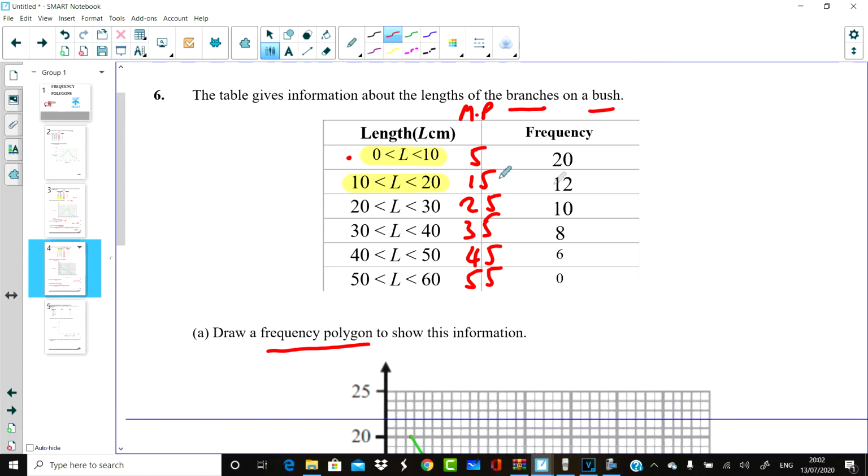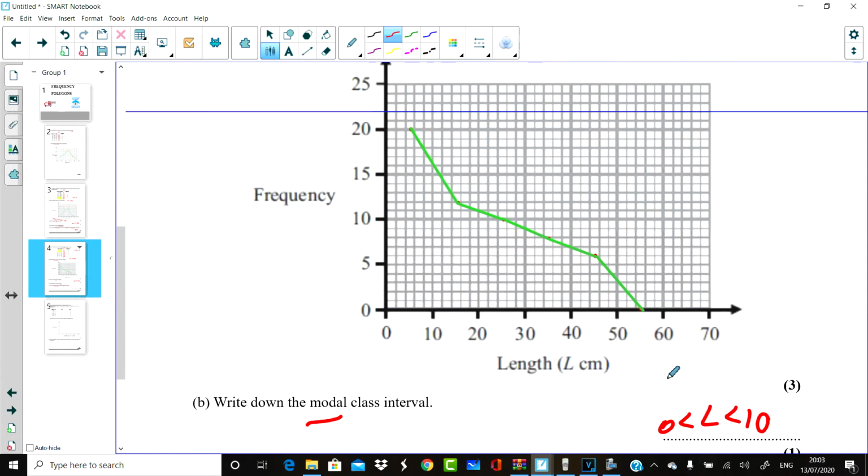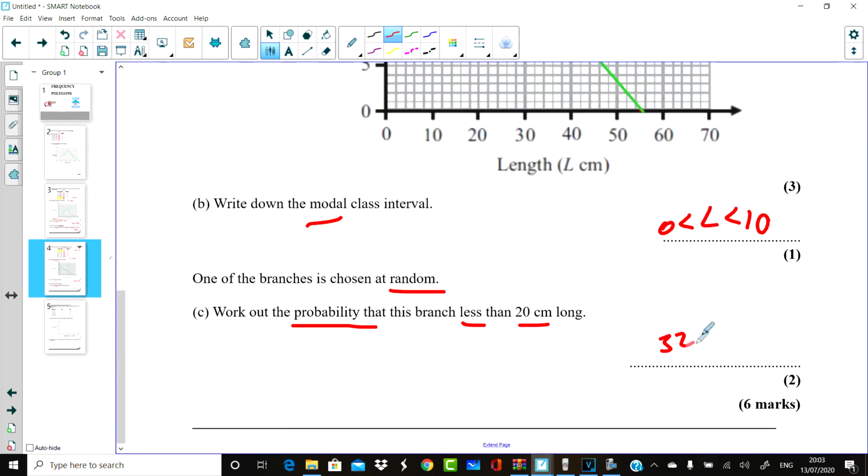So now if we add these two together, we have 20 plus 12, that's going to give 32. And we need to work out a total. So we have 20 plus 12, that's 32, plus 10, that's 42, plus 8, that's 50, and plus a 6, we have 56, which is equal to the total. So our final answer is going to be 32 over 56. So we have 32 over 56, and that's our final answer. So again, 6 marks for this type of question.